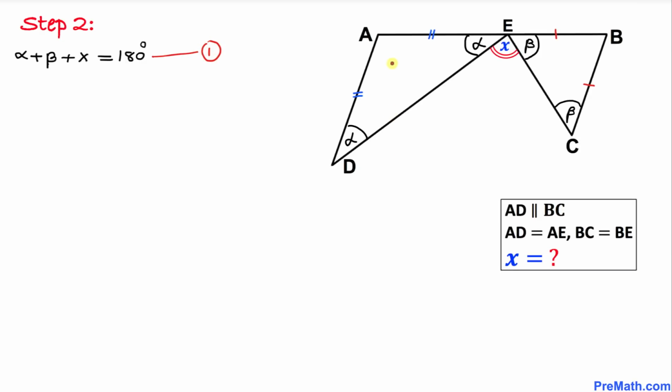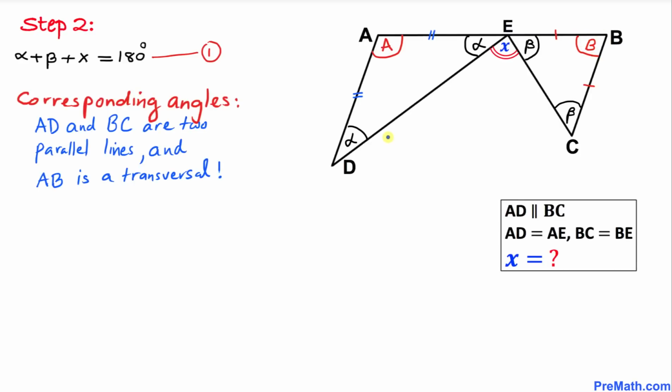Before we go any further, let me call this angle A, and I'm going to label this angle B on this side. Now let's focus on these two parallel lines AD and BC, and we know that this line AB is a transversal, so we are going to have a corresponding angle. If this angle is A, then this angle on this side is going to be A as well.